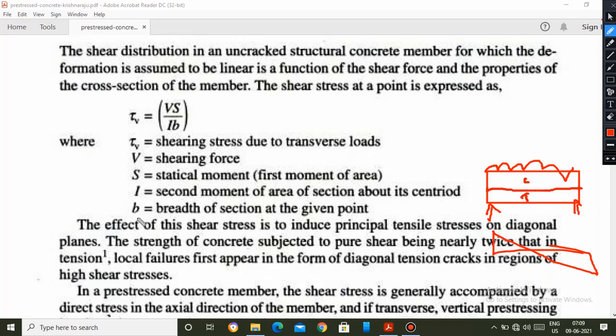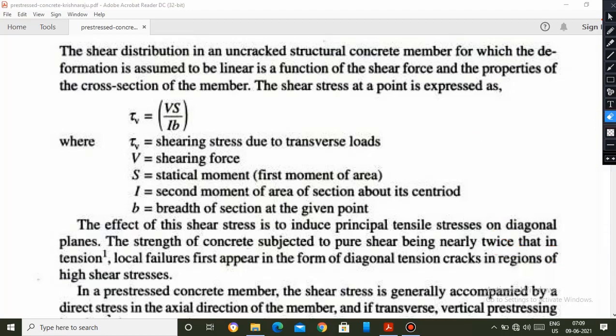And coming here, b equals the breadth of the section at the given point. That means if you consider here, this is the breadth of the section or breadth of the beam, and this is the length of the beam where you are calculating the shear force. At that particular section, what is the width of the section we are providing, that we have to calculate, or write here.